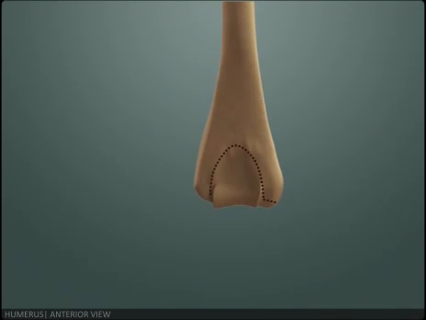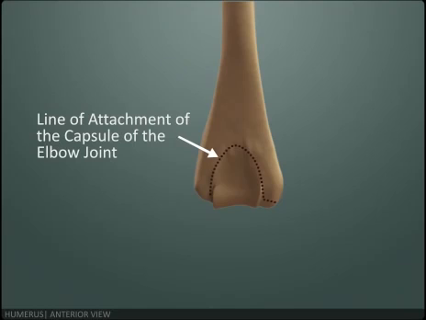Remember that the olecranon fossa lies inside the capsule of the elbow joint, but is covered by fat and synovial membrane, which separate the fossa from the joint cavity.